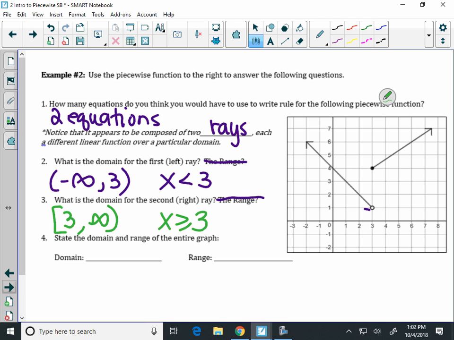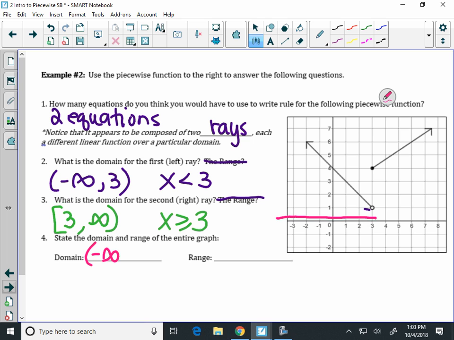Now this time, let's state the domain and the range of the entire graph. So same kind of thing that we did in number 1. When I look on the left here, my graph is going to -infinity. So at least I know my domain starts at -infinity. Now I follow the x's, come from here, all the way to 3.